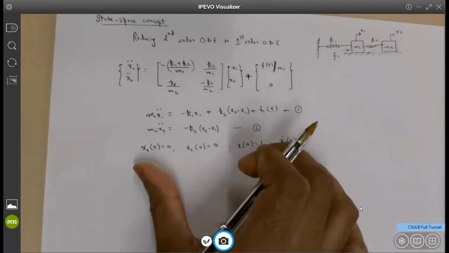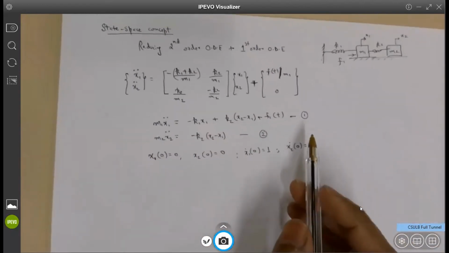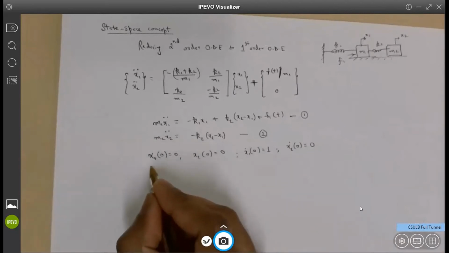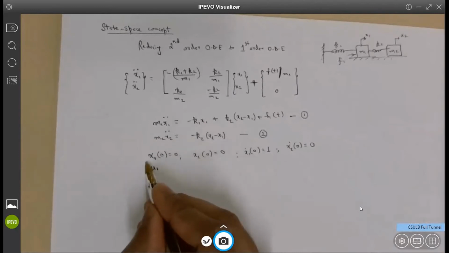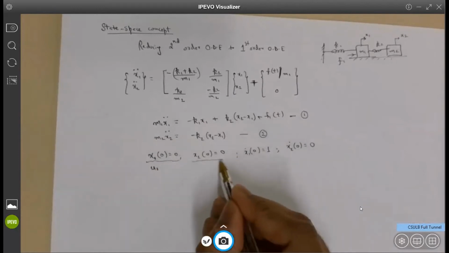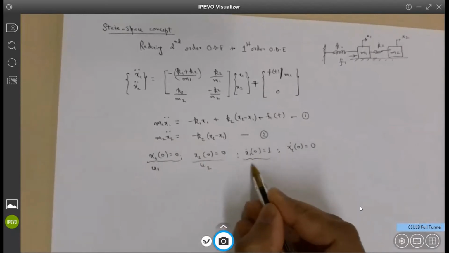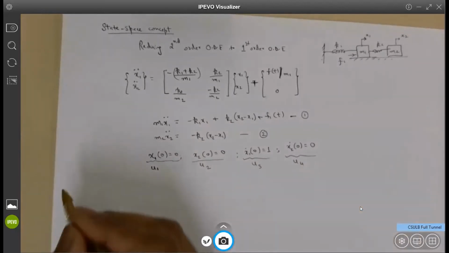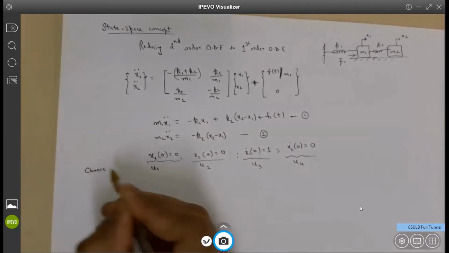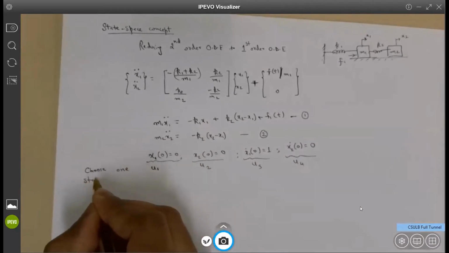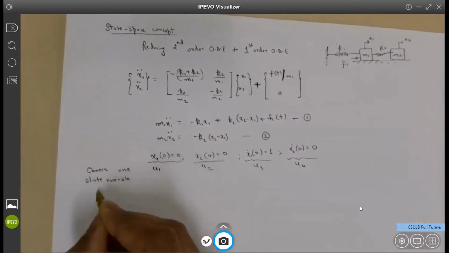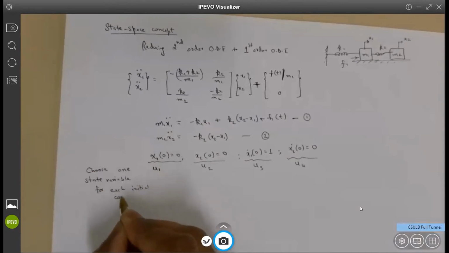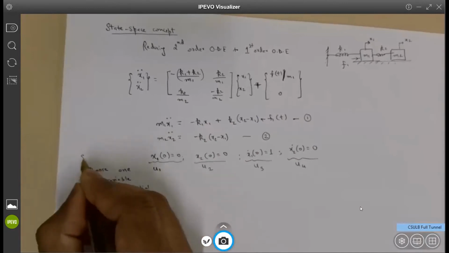Okay, so I just rewrote these equations. Now, what the state space concept says is that given the number of initial conditions you have, you pick one variable for each of these initial conditions. So pick one variable for this initial condition, another variable for this initial condition, another variable for this initial condition, another variable for this initial condition. Okay, so choose one state variable for each initial condition. This is step number 1.